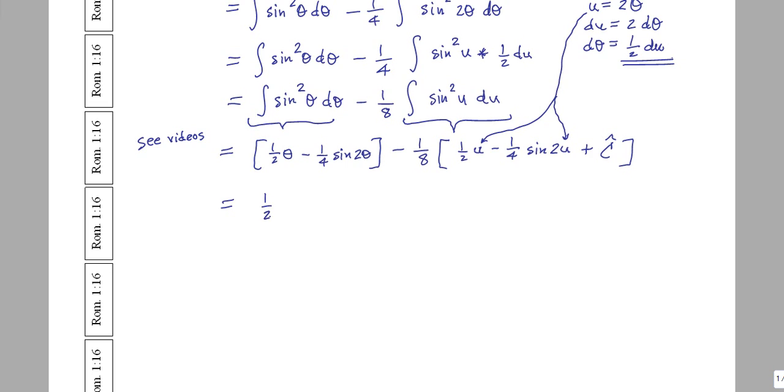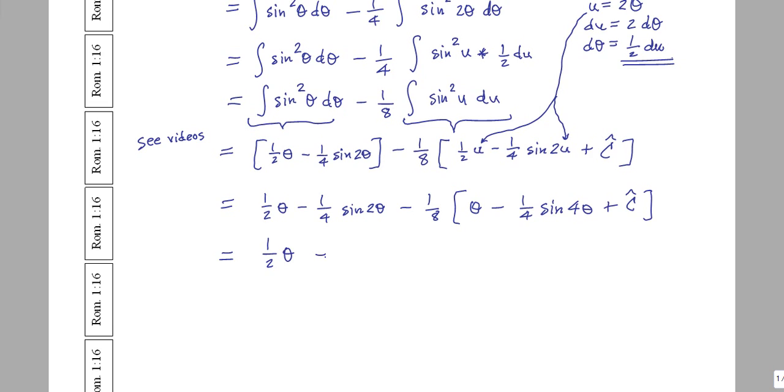So this is going to equal a half of theta minus a quarter of sine of 2 theta minus an eighth of, well, a half of u is a half of 2 theta, which is just theta, minus a quarter of sine of 2u. 2u is 2 times 2 theta, that's 4 theta, plus c hat. Then this equals a half of theta minus a quarter of sine of 2 theta minus, let's distribute now, an eighth of theta, minus times a minus is a plus, 1/8 times a quarter is 1/32 of sine 4 theta, minus an eighth of c hat. Minus an eighth times c hat, we'll just call that a positive constant c. So we're relabeling there.